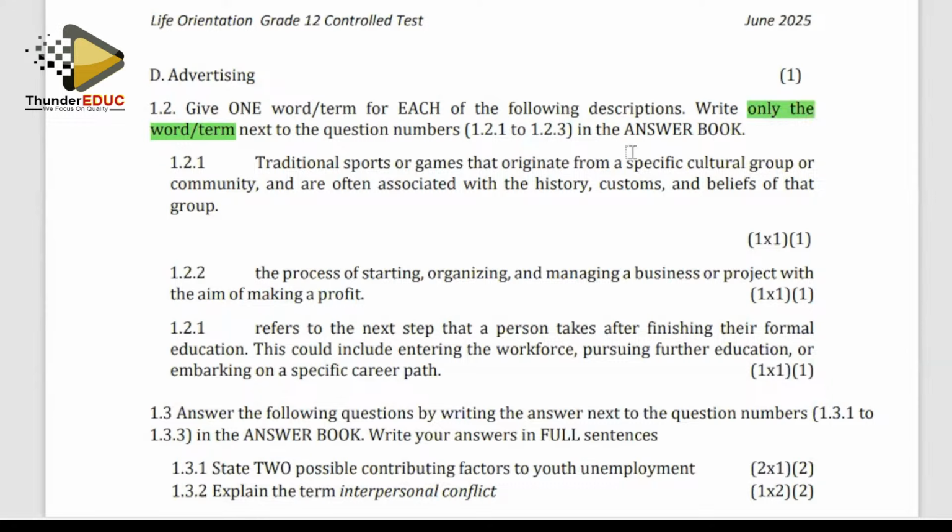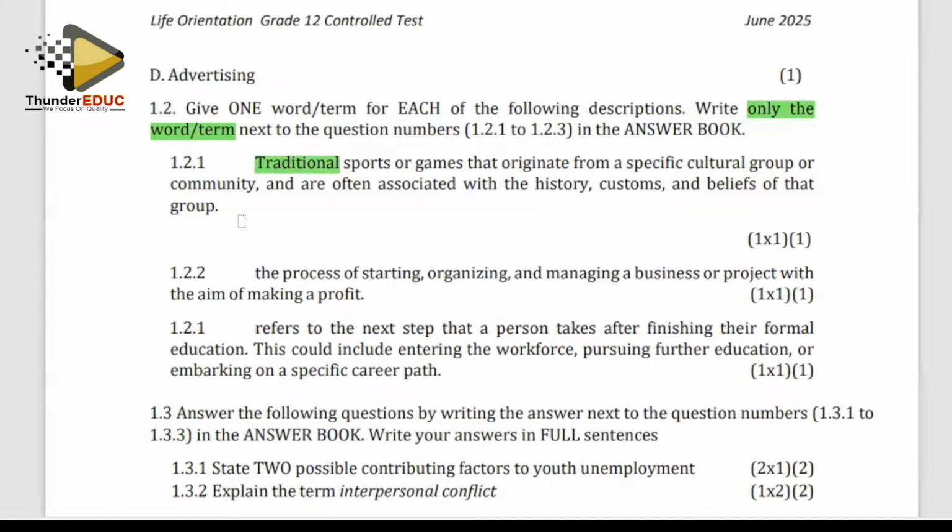So the first question reads, traditional sports or games that originate from a specific cultural group or community and are often associated with the history and customs and beliefs of that particular group. So these are known as indigenous games because our keyword is traditional.